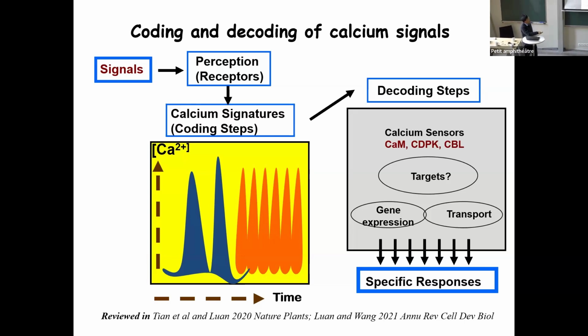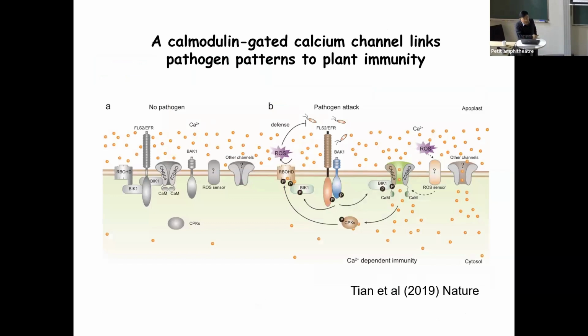So in my lab, we've been working on both the coding and decoding mechanisms in the past 25 years or so. And I'm going to give a couple of examples quickly on the coding mechanisms. So how are those patterns produced at a molecular level? One example is pattern-triggered immunity in plants in response to a bacterial pathogen.